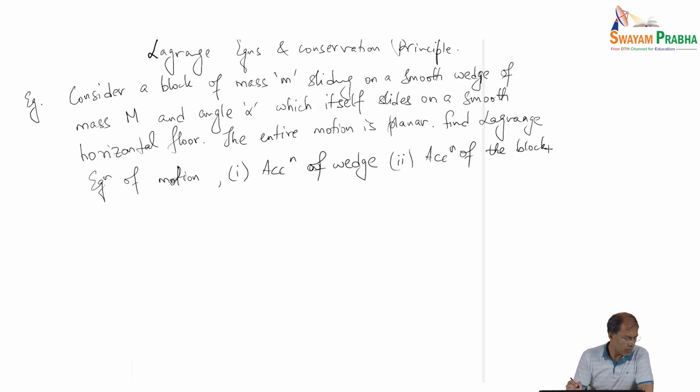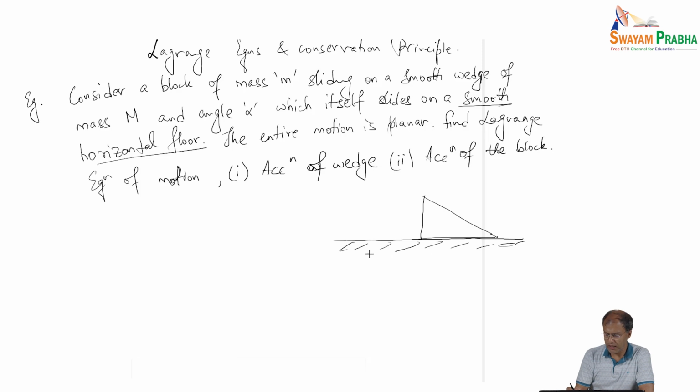Okay, so the problem is that we have a wedge. This is a wedge which is given to be sliding on a smooth horizontal floor. So the floor is smooth, the floor is horizontal, and the wedge is sliding. So let us say we have this sort of axis, this is our x-axis, y-axis. So the wedge is experiencing a horizontal motion, so the velocity will be x dot. And on the wedge we have a block of mass small m. The mass of the wedge is capital M, the mass of the block is small m, and the block is moving along the wedge.